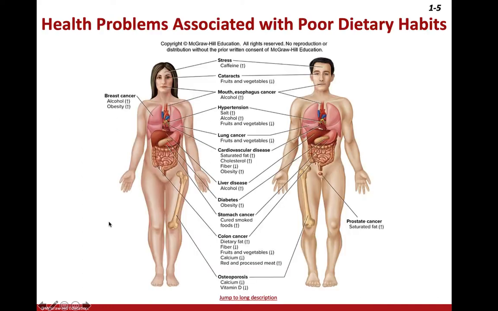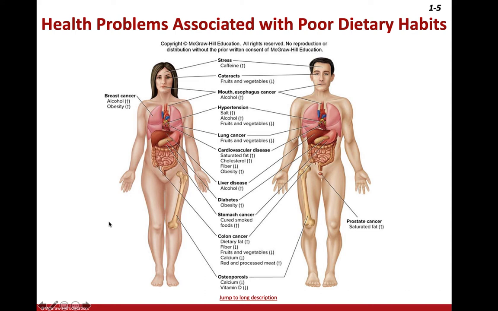Now, what I want us to take a look at are some health problems associated with poor dietary habits. I'm not going to go through all of these, but let's take a look. The first here is stress, and notice caffeine. Notice also the direction of the arrow. So caffeine increases the likelihood of stress. If we look at cataracts, fruits and vegetables are going to decrease the likelihood of cataracts. So make sure that you take a look at this particular figure, and it really will give you an idea looking at the risk associated with different food types out there.